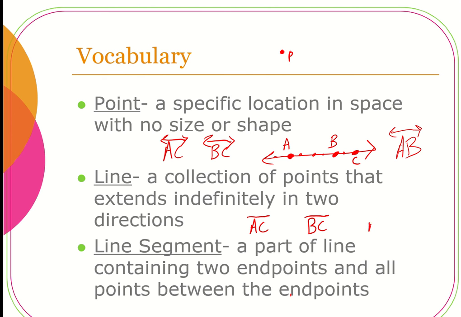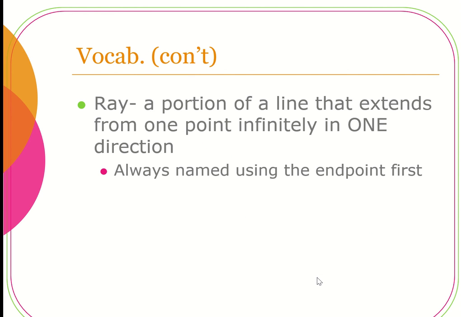Line segment AB. You do have to include the little mini line segment over top of it like that. All right, there you go. So that's points, lines, and line segments. Moving on. Let's talk about a ray.